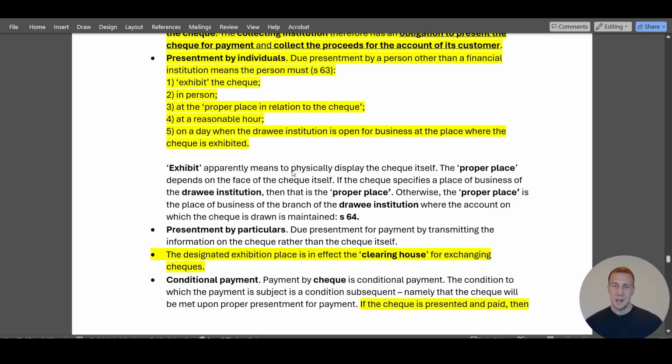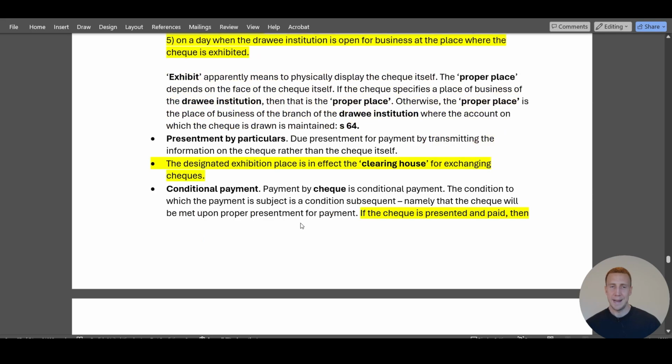Exhibit apparently means to physically display the check itself. Okay, the proper place depends on the face of the check itself. If the check specifies a place of business of the drawee institution, then that is the proper place. Otherwise, the proper place is the place of business of the branch of the institution where the account on which the check is drawn is maintained.